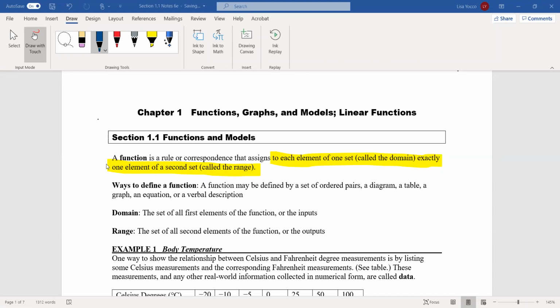All right, so pick back up with the definition of a function. What has to happen, and it's a correspondence, so with that correspondence, each element of one of the sets, which we call the domain, has to correspond with exactly one element of a second set, which is called the range. All right. And frequently in this course, you're going to hear us talk about inputs and outputs.